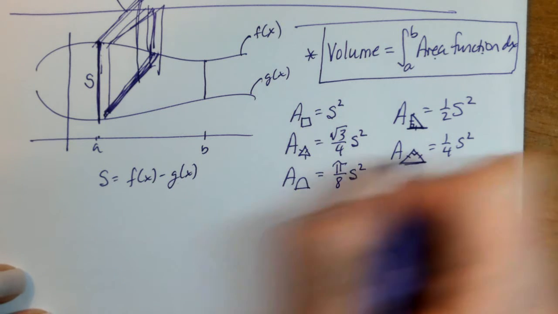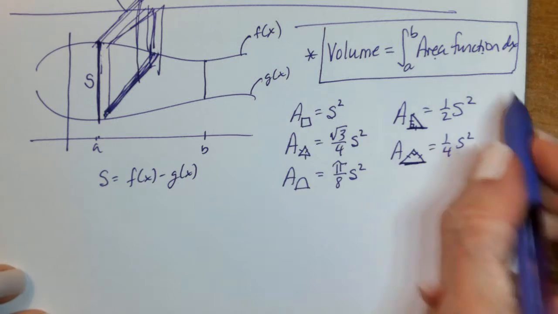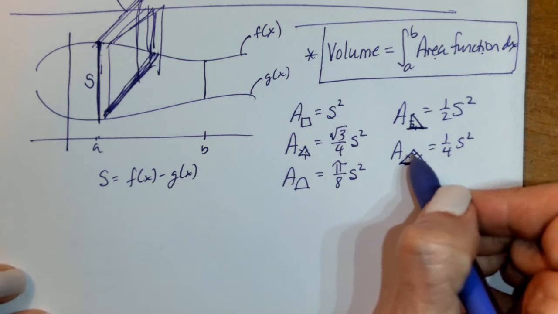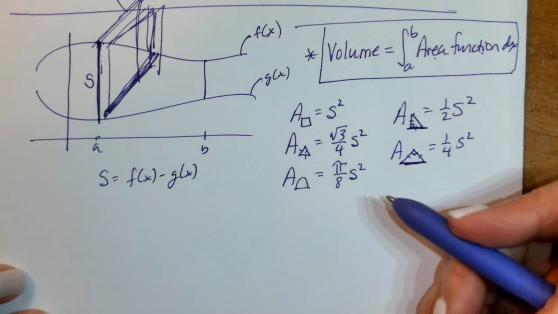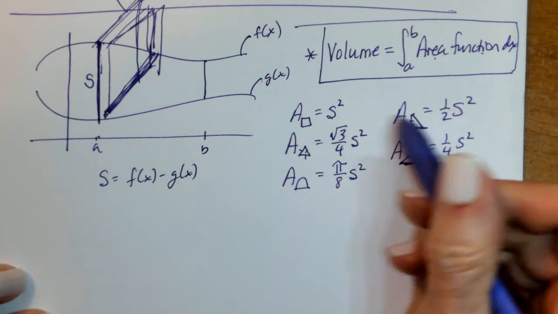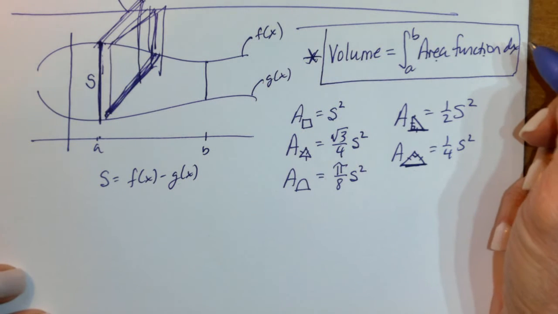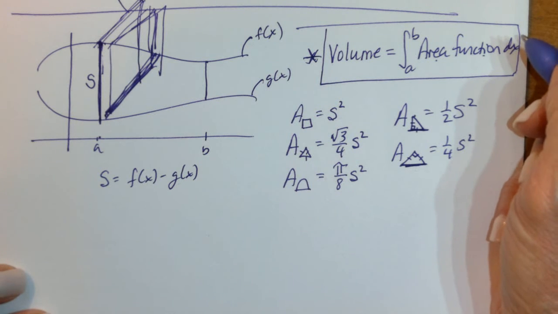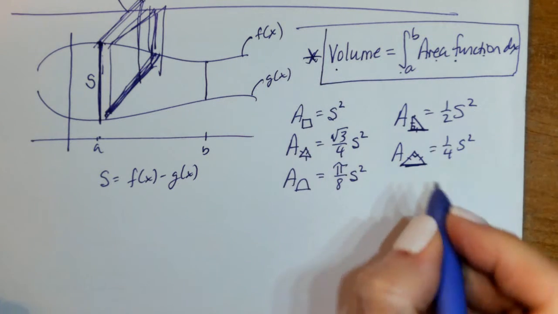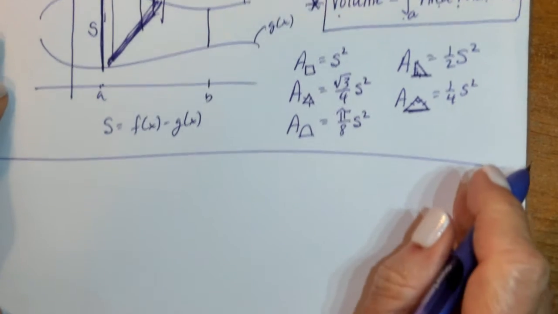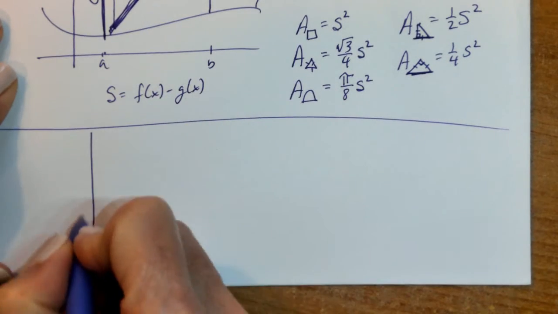What if they give you a different cross section and they describe it somehow so that you don't have one of these handy little formulas? They did that in 2018. If they don't give you one of these shapes, you have to revert to this, and that will guide you. Okay? Integral of the area is volume. Remember that.